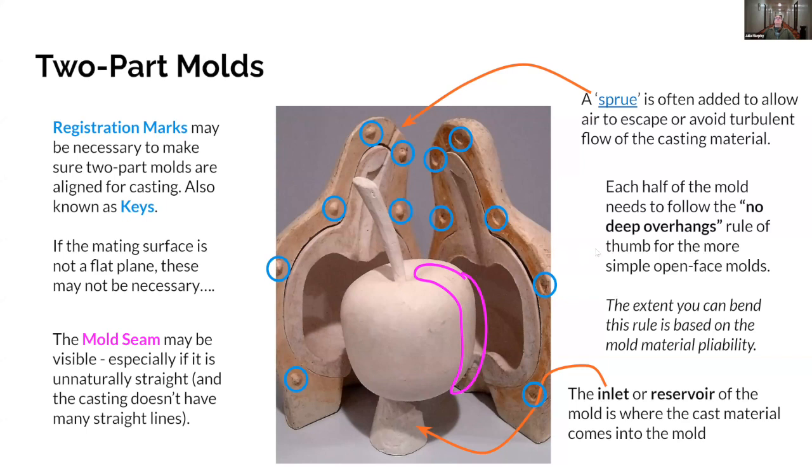Basically, they need to hold their shape and they need to line up. And the way that you make them line up is by keys and registration marks. Like you can see there's a little bump here that corresponds to a divot here. They're known as keys.